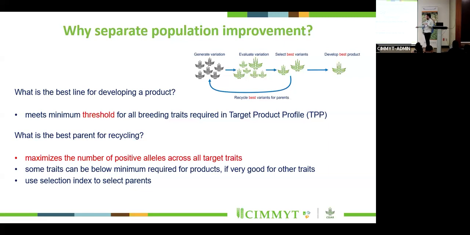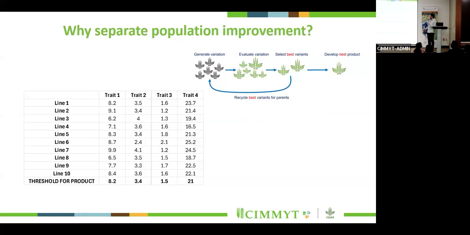So, to develop a best product, we must meet minimum thresholds. But the best parent for recycling maximizes the number of positive alleles across all target traits. So, if we have a line that is really fantastic at 3 traits, but doesn't make the threshold of the 4th, that probably is a good parent, but it can't be used as a product. And we'll talk about this later in the week, where we use a selection index to select the parents.